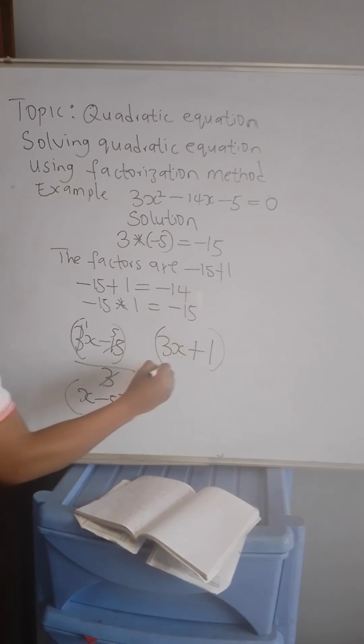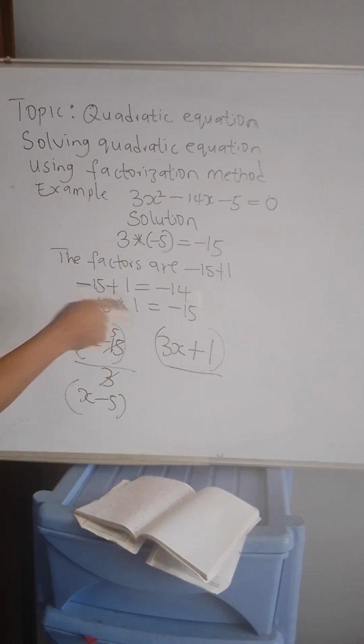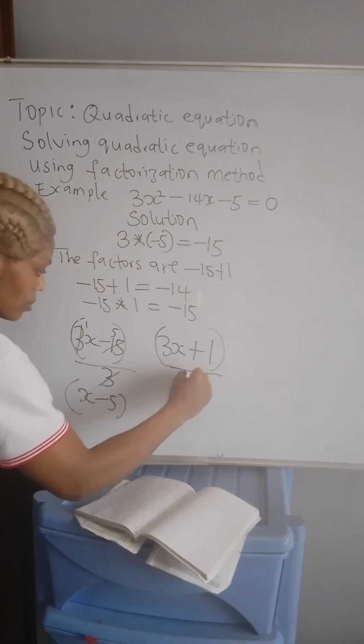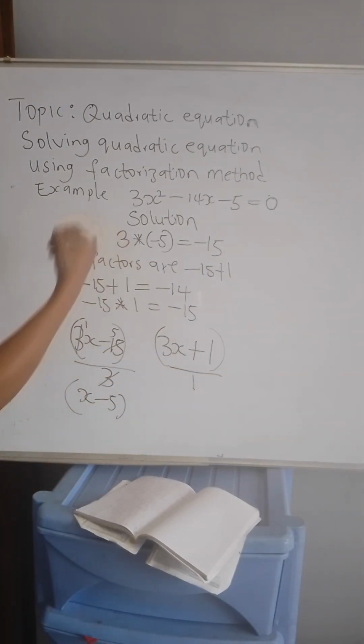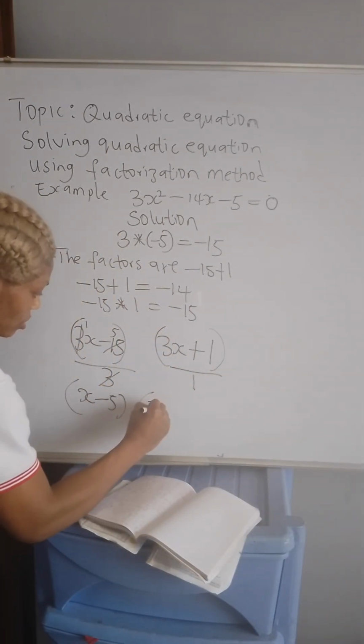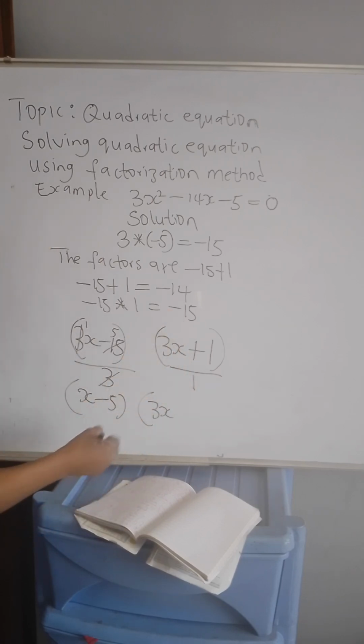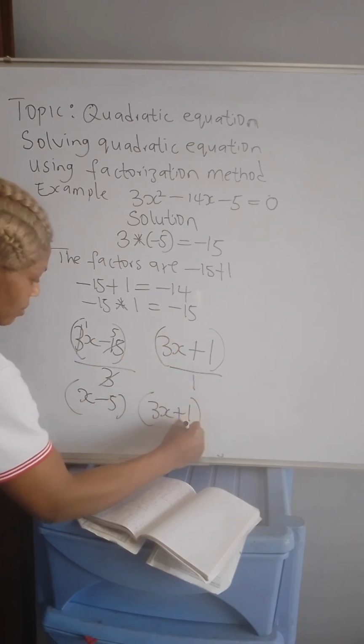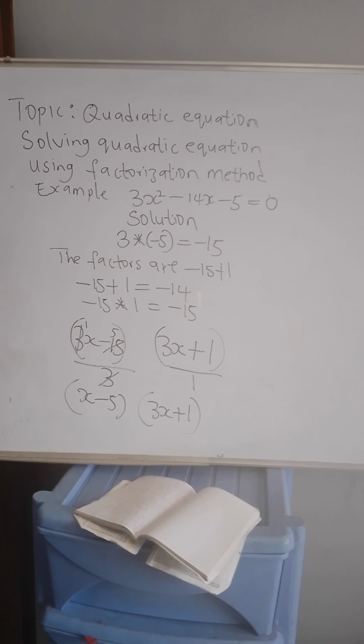You come to this side. The common factor there is 1. 1 into 3x is still 3x, nothing changes, and 1 into 1 is still 1. So in the first group we got x minus 5, and in the second group we got 3x plus 1. So what we are going to do now is to set each group to 0.